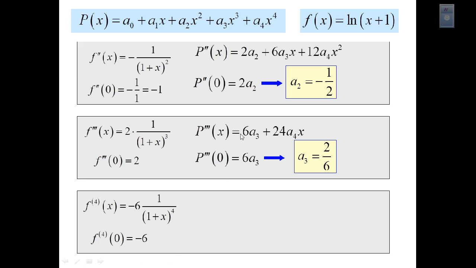So then you're going to take the derivative of this thing right here, so that constant's going to go away, and this one's going to become a constant, and you end up with the fourth derivative of p of x being just 24a to the fourth. And then when you evaluate that at 0, you're just going to get 24a to the fourth. These two things have to be equal, or should be equal if we're doing an approximation. If we're doing an accurate approximation, they should be equal. So we end up with a to the fourth equaling negative 6 over 24.